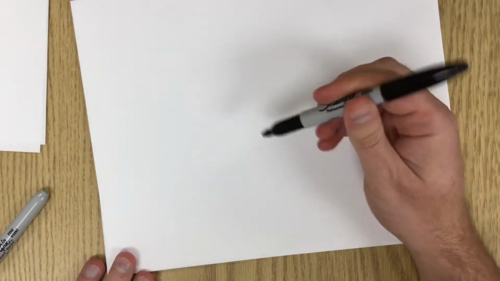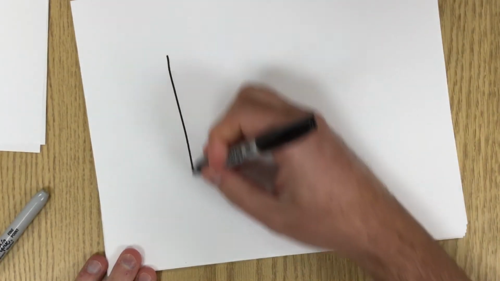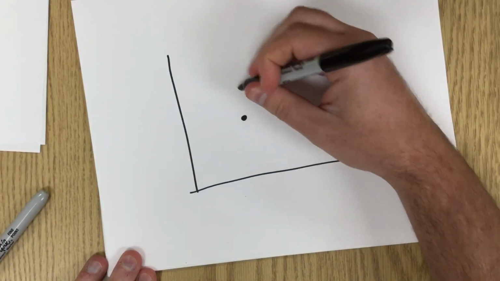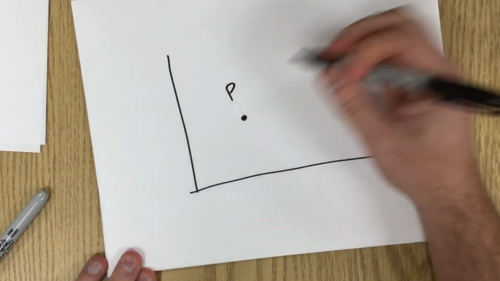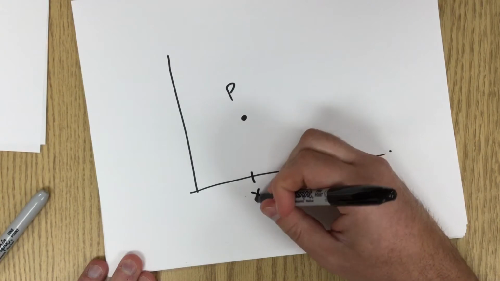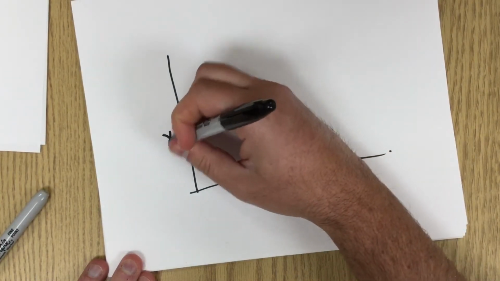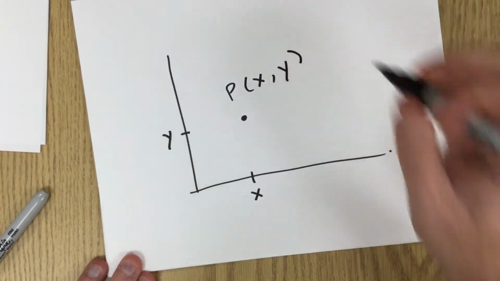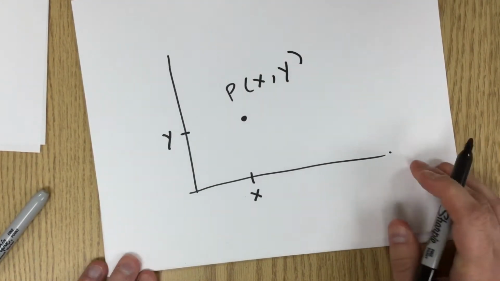So why did I go through that? Let's say I have a point. If I have a point P, I might say that it has an x value and it has a y value. So the point I could describe as having an x value and a y value with the coordinates.